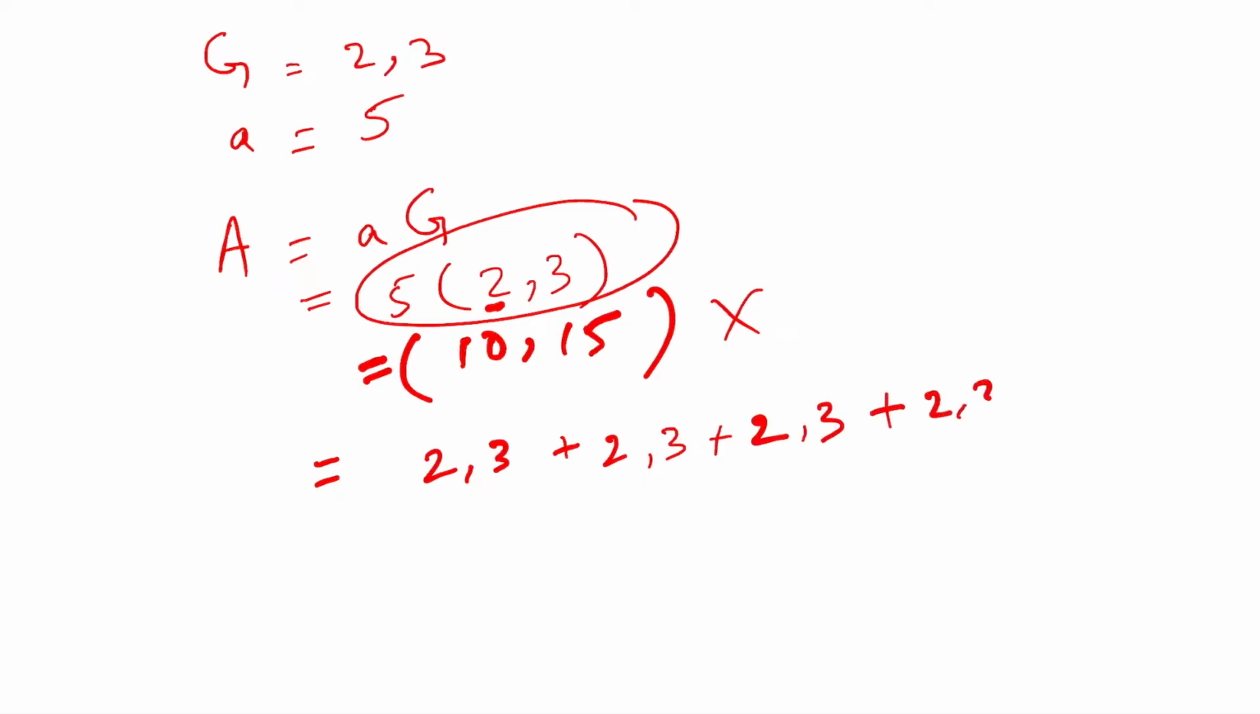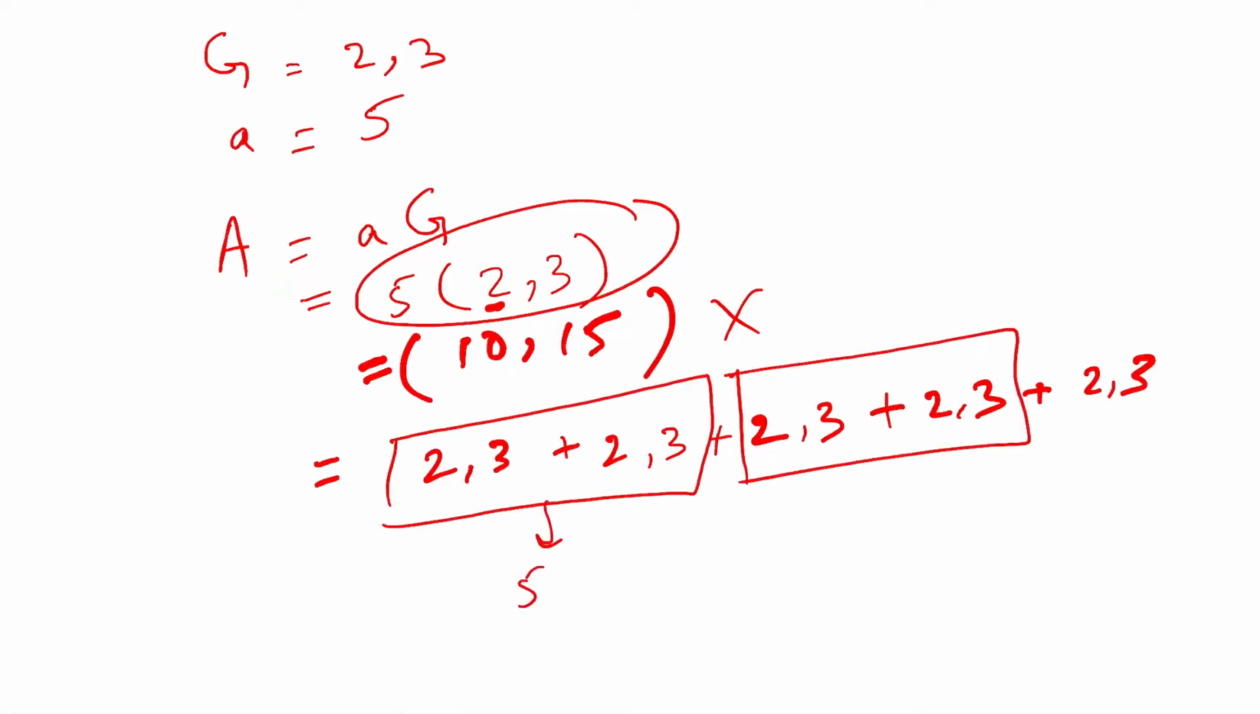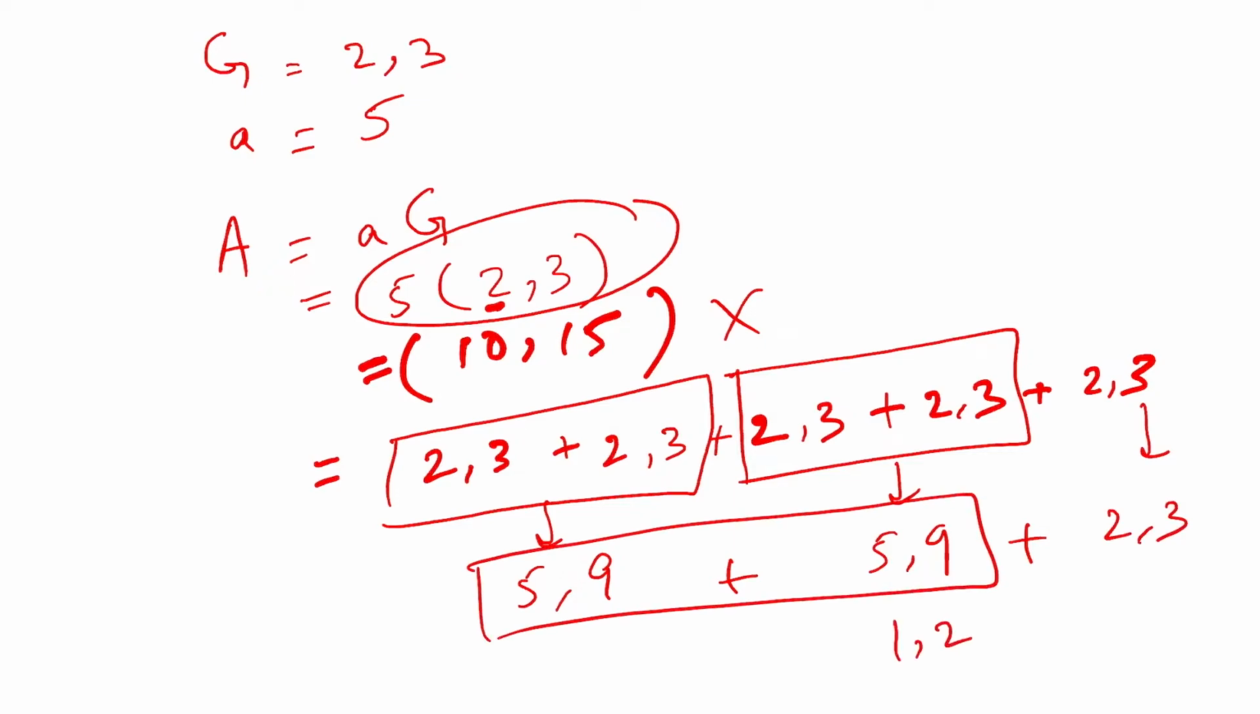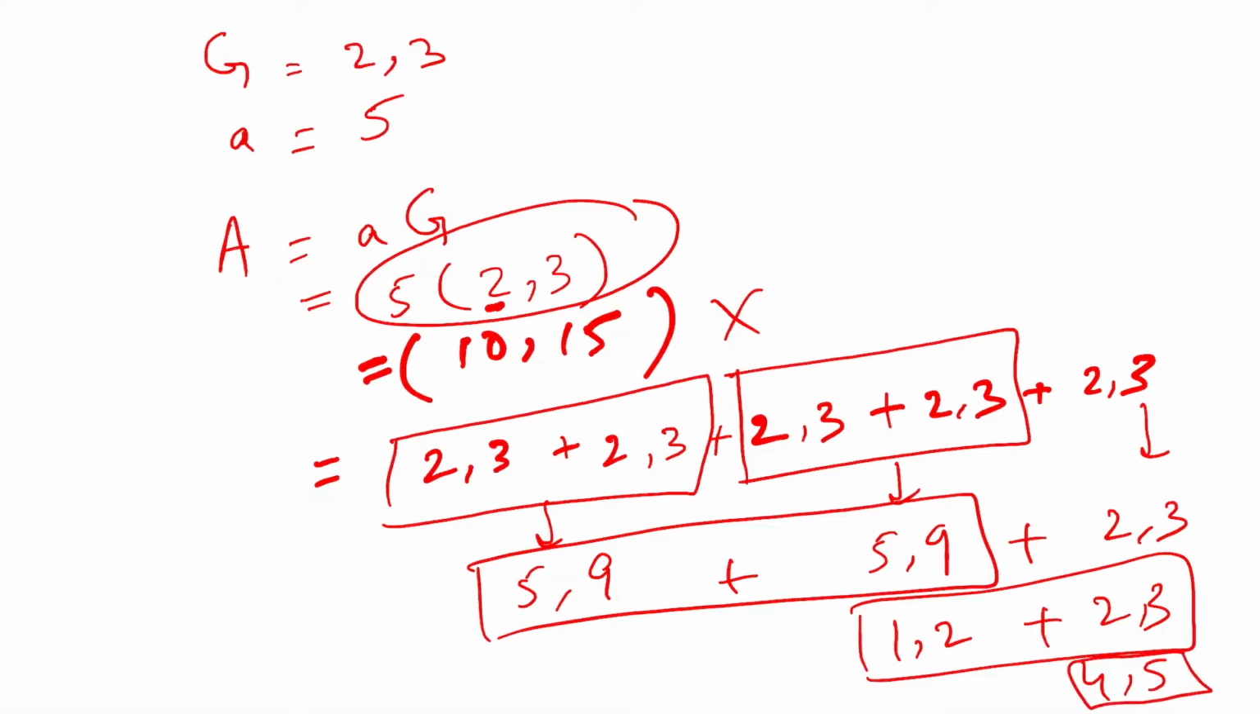So 5 times (2, 3) can be broken down into adding the point (2, 3) 5 times. I can break this down into smaller addition problems. Let's assume (2, 3) plus (2, 3) on this elliptic curve gives us (5, 9). Now I have to add (5, 9), (5, 9), and (2, 3). Let's assume (5, 9) and (5, 9) when added gives us (1, 2). Then if I add (2, 3) to this, let's assume this gives us (4, 5). So capital A will be (4, 5).